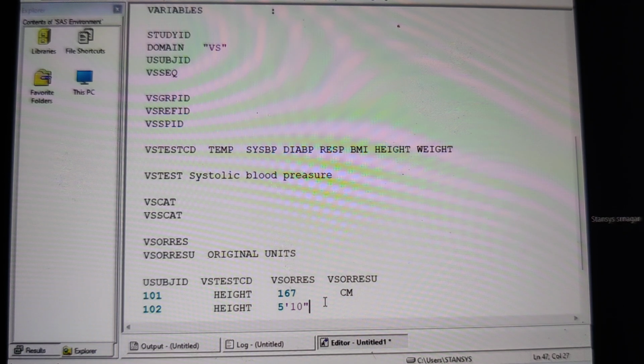And again, in one lab they collected the weight in kilograms, in another lab they collected the weight in pounds. And in one lab in India, we collect the temperature in degrees Fahrenheit. In US, they collect in degrees centigrade. Understand this one? So the same test, but we collect in different units.